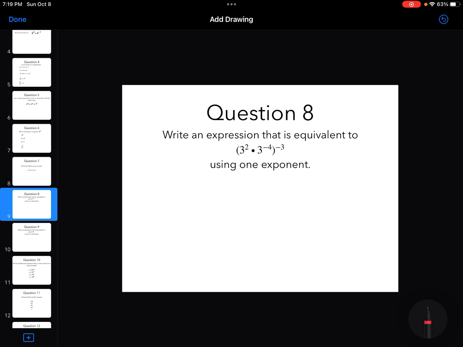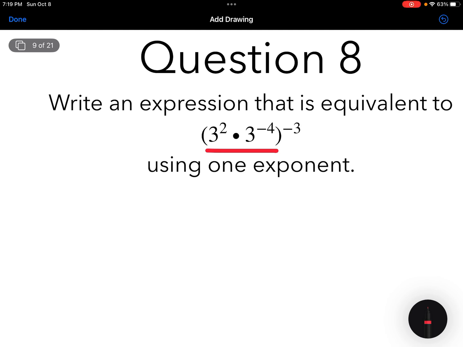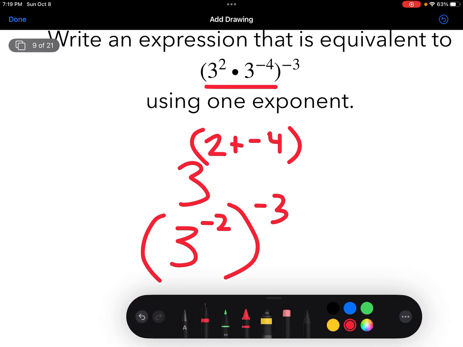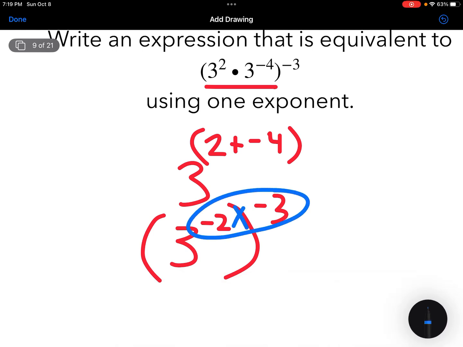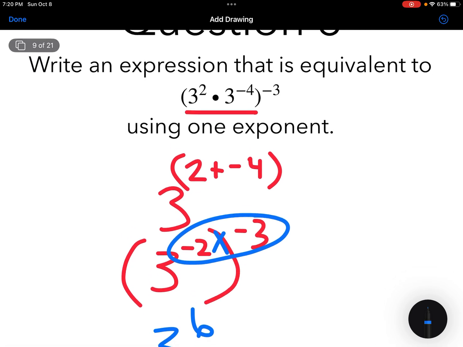They want us to write any expression that is equivalent using one exponent. So I start in my parentheses, and I have the same base. So I'm doing 2 plus -4. So I end up with 3 to the -2 times -3. Now, the first part was the product property. Now I have the quotient property. So I'm going to multiply these. So negative 3 times negative 2 is positive 6.